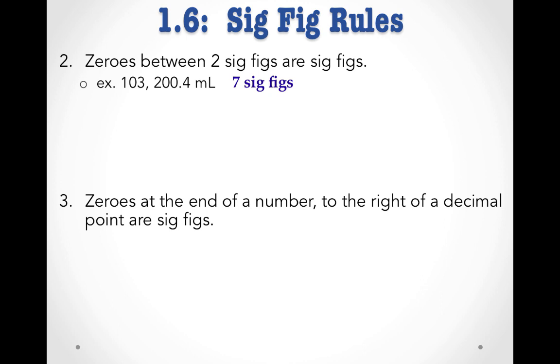Zeros at the end of a number to the right of a decimal point are also sig figs. For instance, 9.000 grams. These zeros are to the right of a decimal place at the end of the number. These zeros signify that we actually measured to that many decimal places, and each of those decimal places was a zero value. Therefore, this measurement has 4 sig figs. Now let's look at a situation where zeros are not significant.